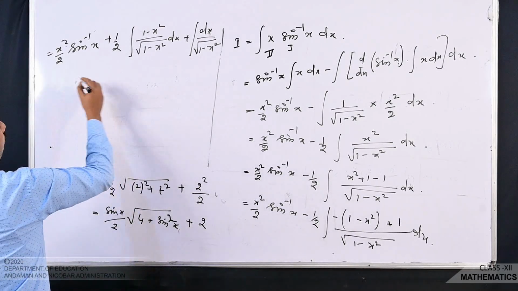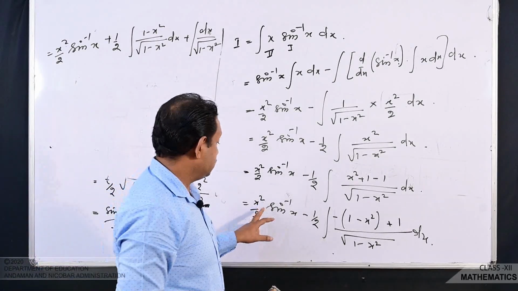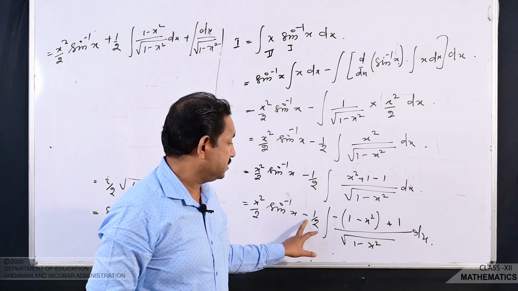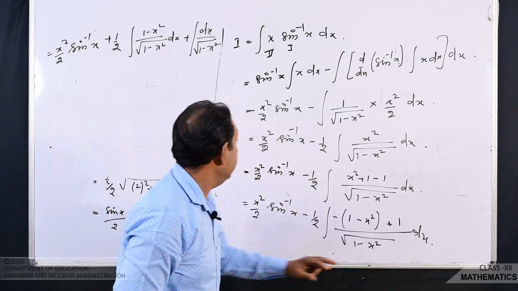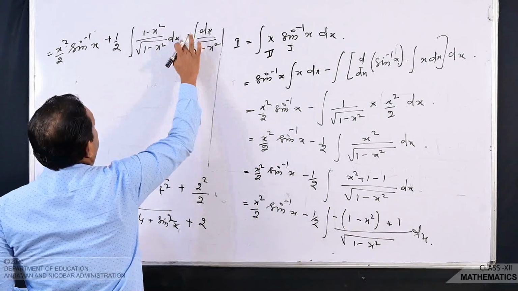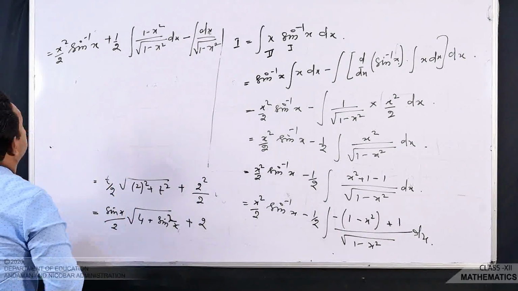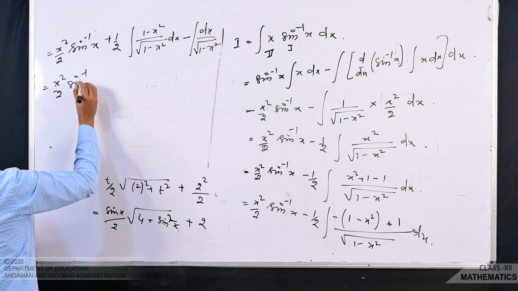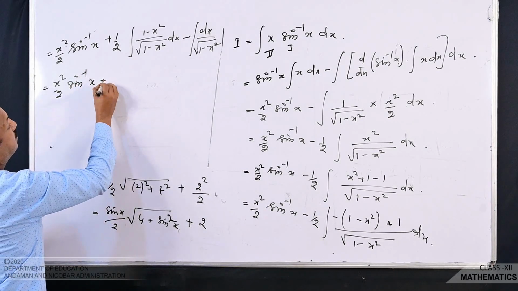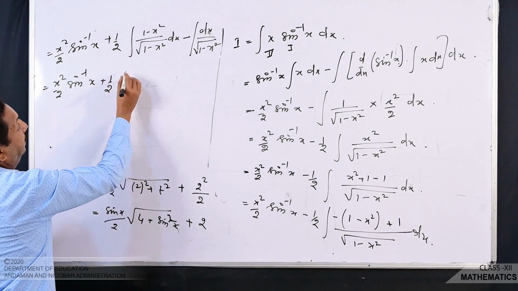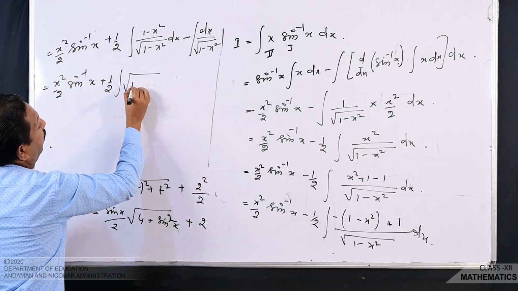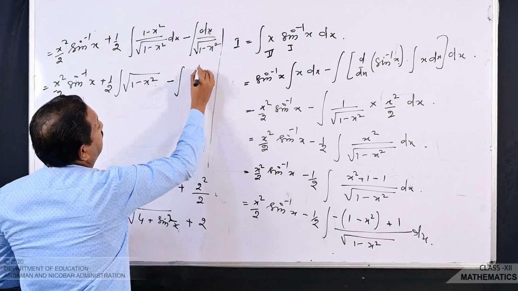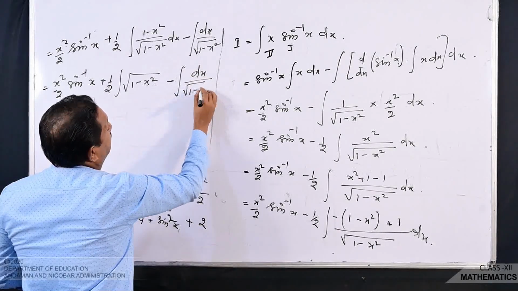Okay. So, what we can do, this is x square by 2 sin inverse x minus 1 by 2, this minus becomes plus, and this minus and this plus 1 make it minus. So, this is x square by 2 sin inverse of x, and this is 1 by 2 integration of root under 1 minus x square and minus integration of dx upon under root of 1 minus x square.